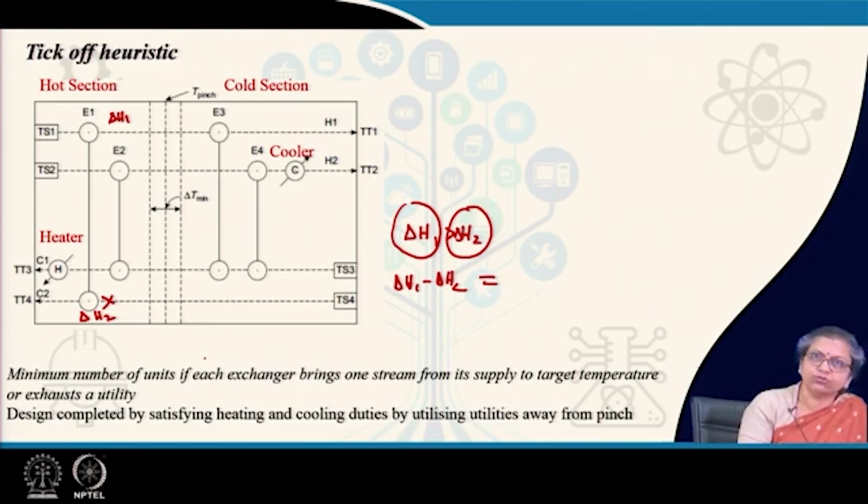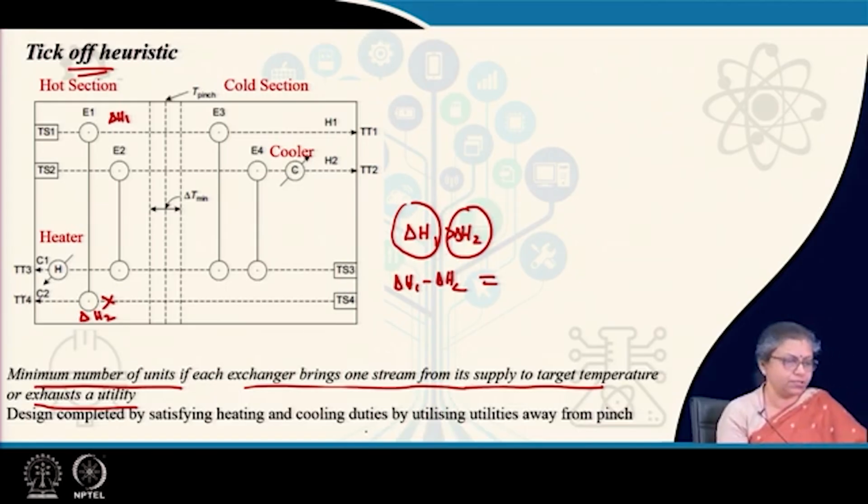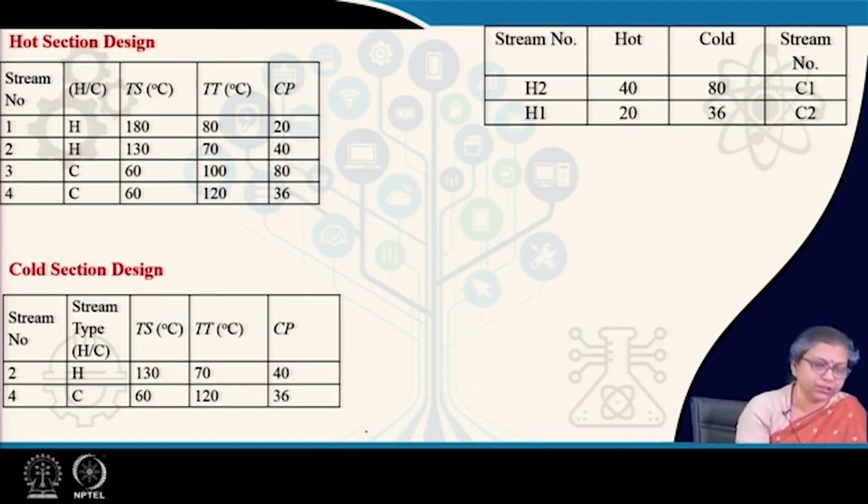So the first thing, after locating the pinch point and identifying the streams, is to draw the grid diagram and then apply the tick-off heuristic, which ensures the minimum number of units if each exchanger brings one stream from its supply to target temperature or completely exhausts the utility. Then we complete the design by satisfying the heating and cooling duties which could not be satisfied by the process exchangers. So this is the logic by which we proceed. Now, with all these things, let us start with the hot section and the cold section. In this particular case, the details are provided here.